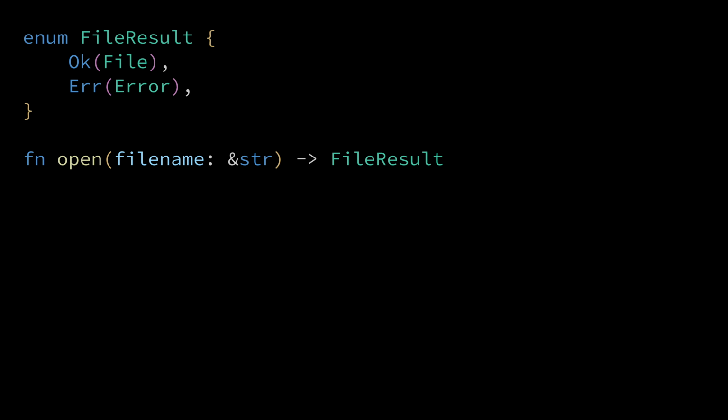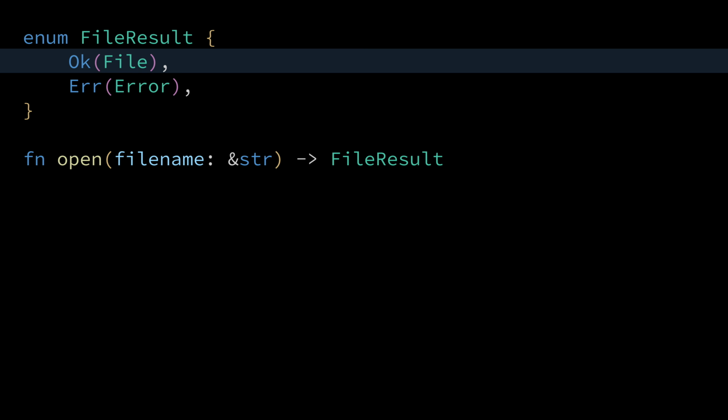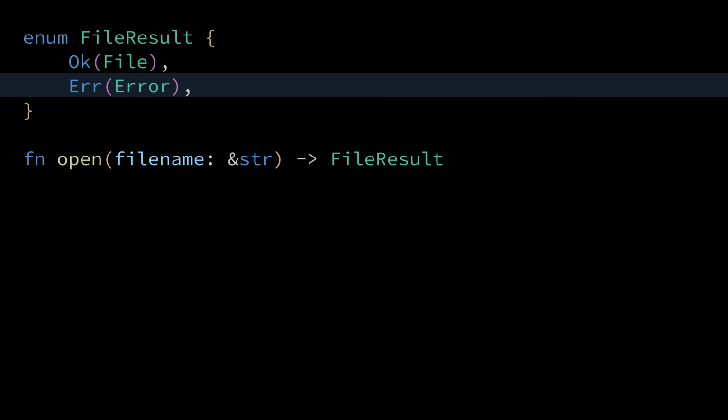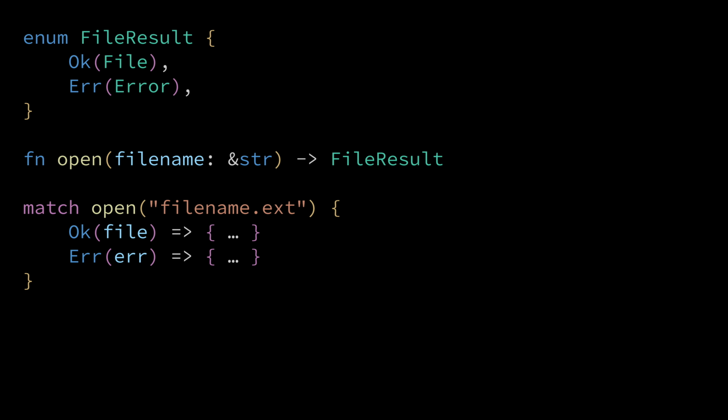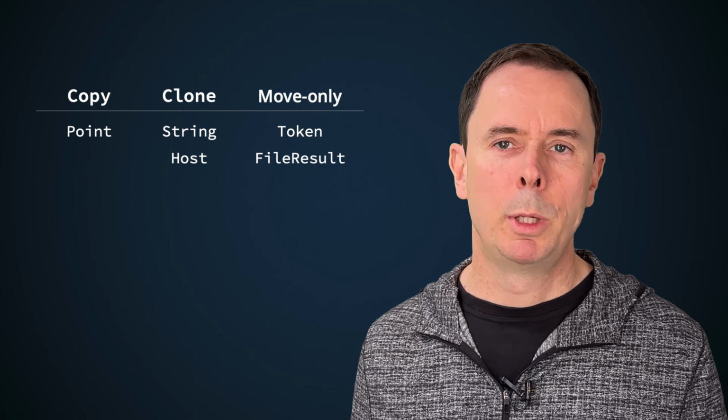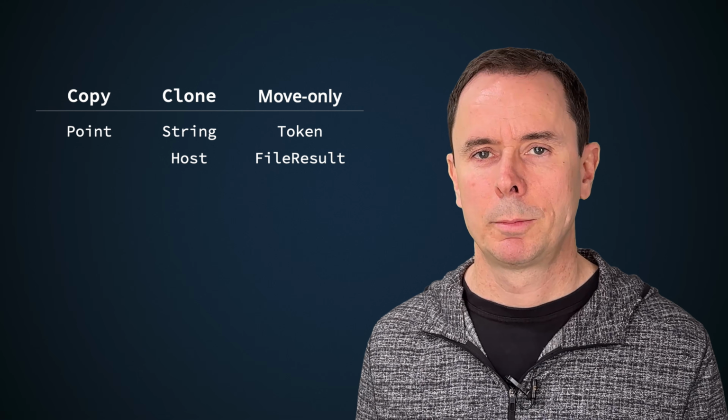But this is enough to make the point that the open function returns an enum, and there are only two possibilities. Either open succeeds and we get back a file, or open fails and you get back an error. There's no such thing as nil here, so if you get the OK variant, you definitely have a valid file object. Or if you get the error variant, you definitely have a valid error object. And by the way, file is a move-only type. It represents a resource, and this file result type might contain a file, so file result must also be move-only. It can't be copied or cloned.